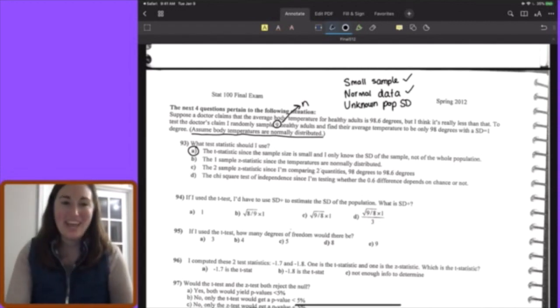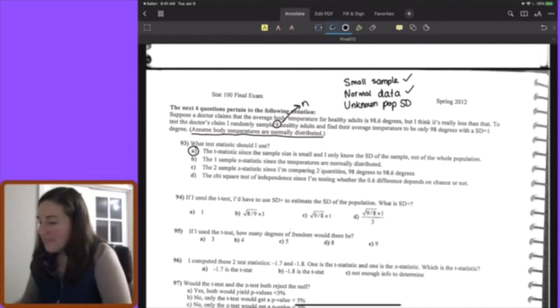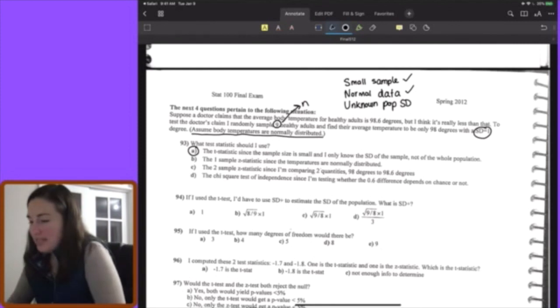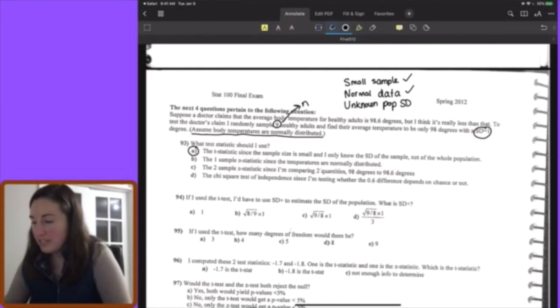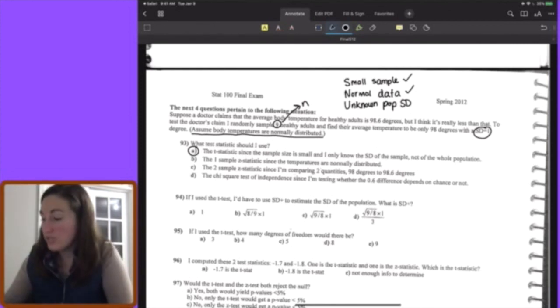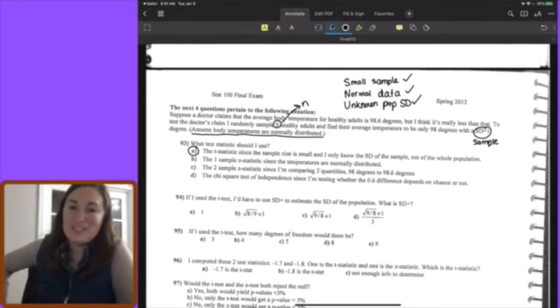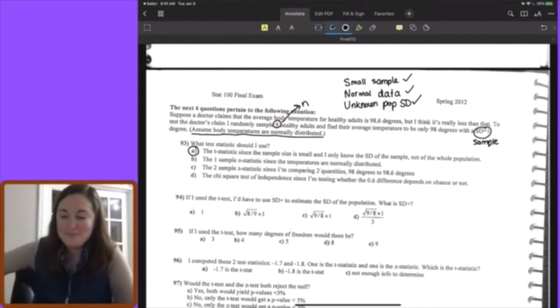And then the last condition is that we have an unknown population standard deviation. And in this case, they give a standard deviation, but the question is that from the sample or is that from the population? And this says I randomly sampled 9 adults and that's their SD. So this is from the sample. There's actually no mention of the population SD. So I'm going to say that condition is met as well.